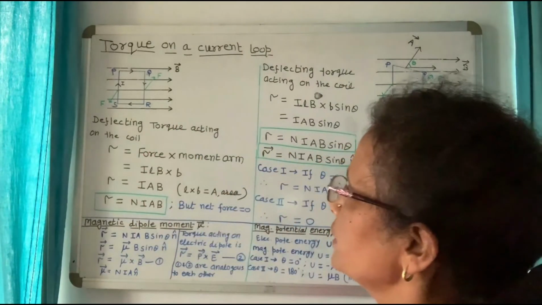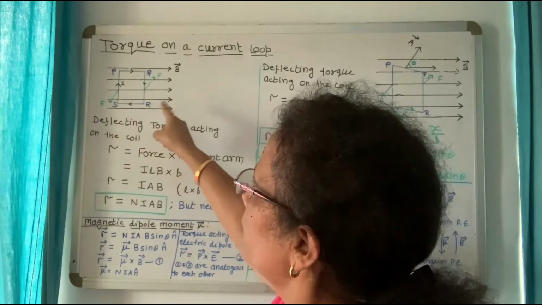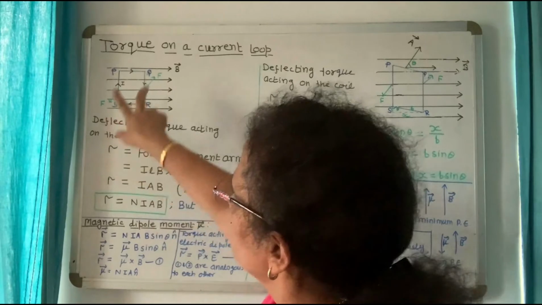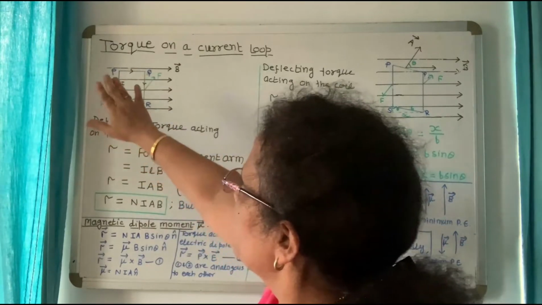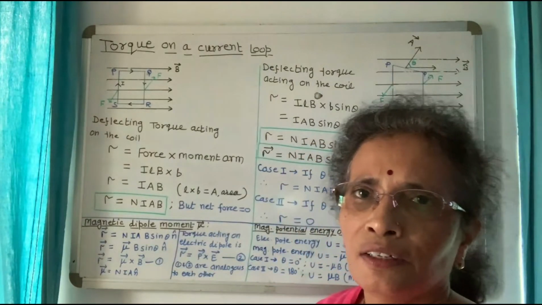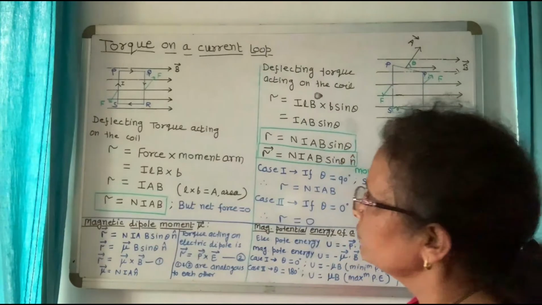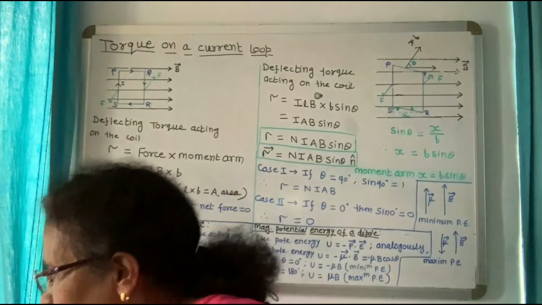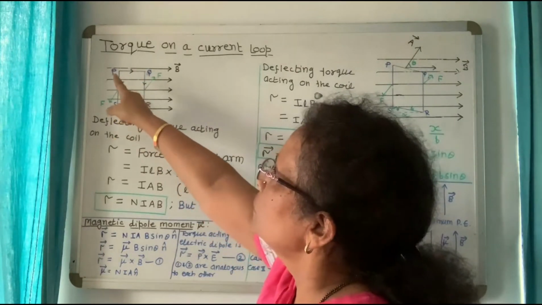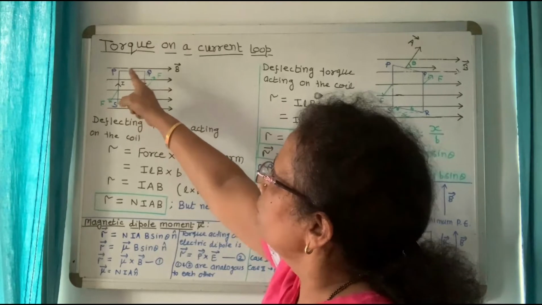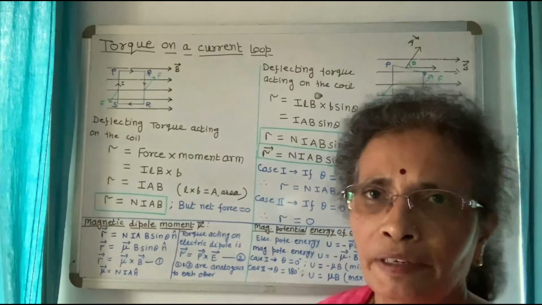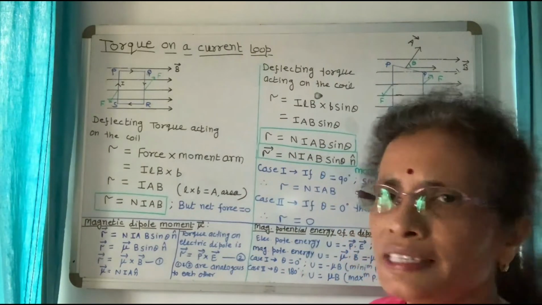So this is the situation. And now this coil contains four parts: PS, SR, RQ and QP. PQ and SR are the horizontal parts, and PS and QR are the vertical sides of the rectangular frame. Now we know the force acting on a straight conductor; assume these four are straight conductors. So PQ is a straight conductor placed in a magnetic field of induction B. Then the force is equal to ILB sin theta.